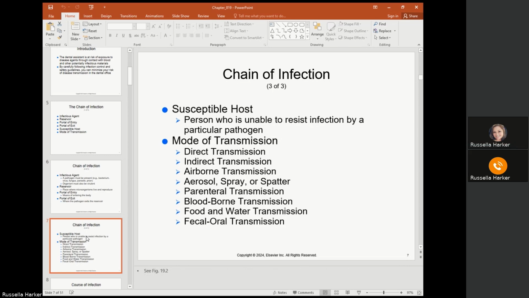The next thing is the susceptible host. That's someone who's unable to resist infection by a particular pathogen. It might be a pathogen that is very virulent and can get you sick easily, or something that is not virulent. A susceptible host may be someone with a lower immune system, who's already sick, or who gets sick very easily. That could be a young person, an older person, or someone with a weakened immune system for whatever reason. They may have another illness that causes them to get sick easily. So the susceptible host is someone that can't resist that infection. Sometimes the susceptible host is also someone who is healthy, but they still can't resist the infection.